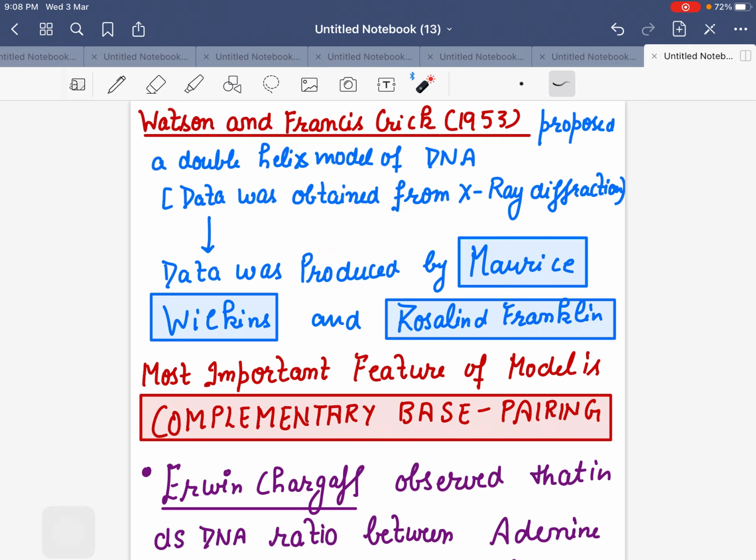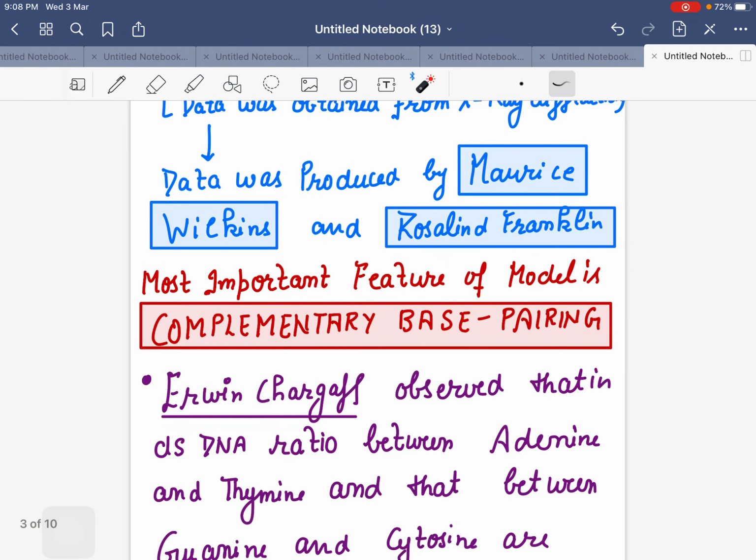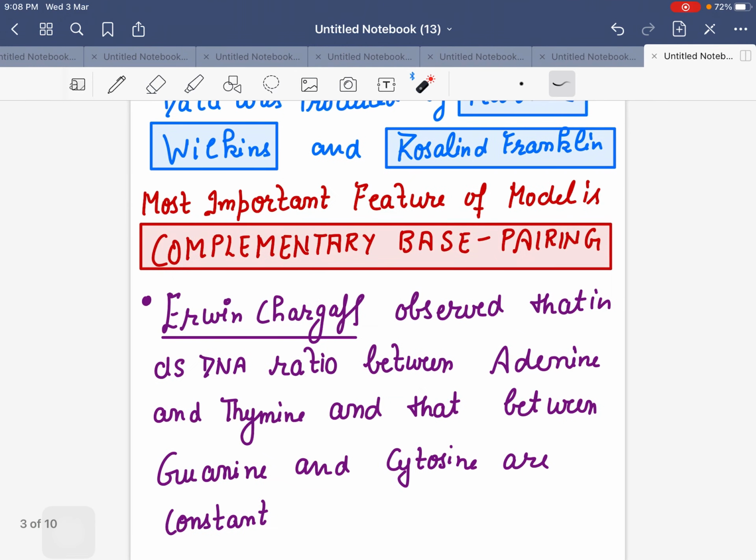एक्सरे डिफ्रैक्शन का जो डाटा था वो वॉटसन एंड क्रिक ने नहीं फॉर्म किया था. It was produced by Maurice Wilkins and Franklin. On the basis of that data, Watson and Crick proposed the double helical model of DNA. What was so important? ये 3 marks में question आता है. Write down the characteristics of double helical model of DNA.